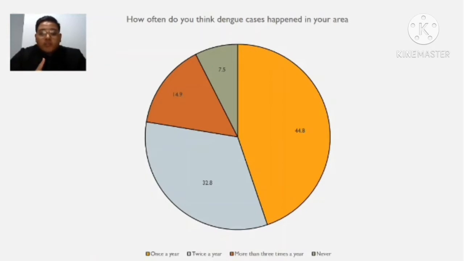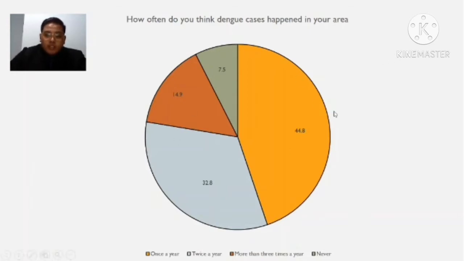The first question is, how often do you think dengue cases happen in your area? For this question, I'm going to use a pie chart. Why am I using a pie chart? Technically, a pie chart is used for comparison. So it makes sense because we're collecting all the data from the survey and we want to compare each data. So without further ado, let's go.